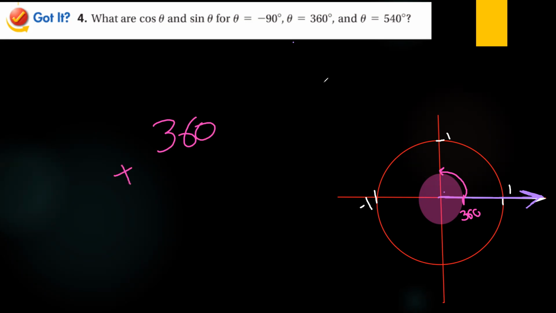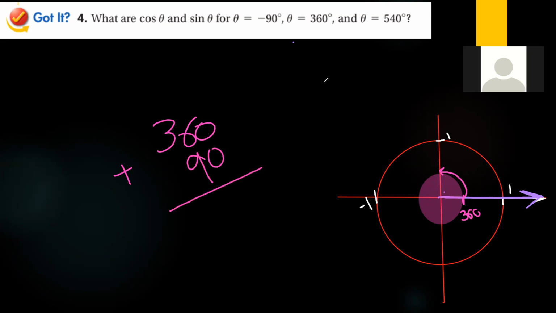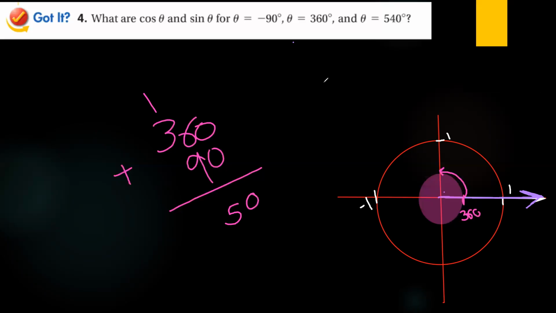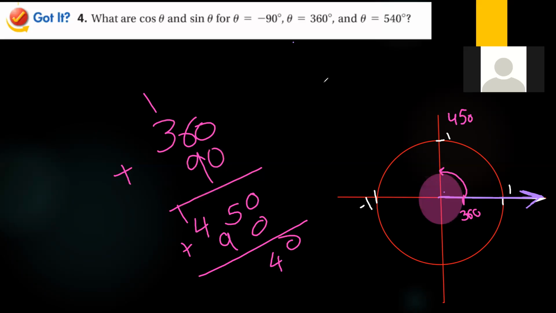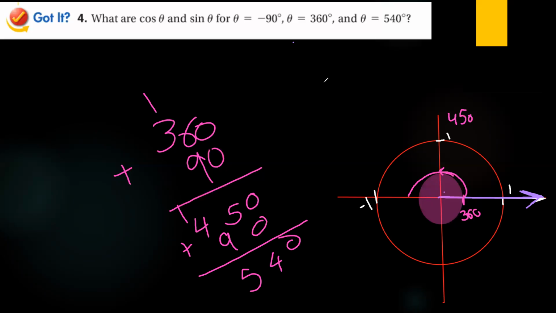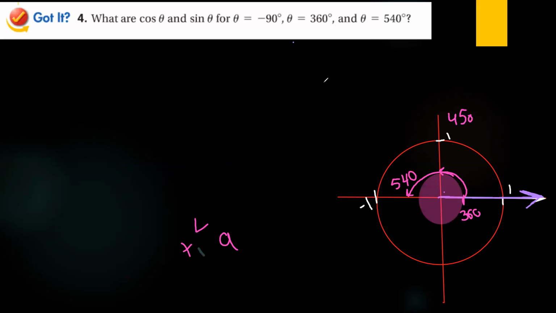Because as I told you, between each two perpendicular axes, we have 90. So let's add them now here. 360 plus 90 is 450. So here we have 450 plus 90. What did we get? 540. So here is 540. Here is the angle I want to find its sine and cosine.